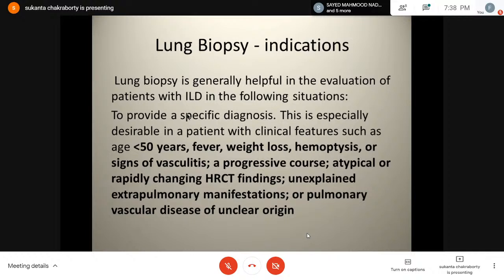Now, lung biopsy is generally helpful in the evaluation of patients with ILD in the following situations to provide a specific diagnosis. Lung biopsy is indicated when age is less than 50, there is fever, weight loss, hemoptysis or signs of vasculitis, there is a progressive course of the disease, atypical or rapidly changing HRCT findings are there, and there is unexplained extrapulmonary manifestation or pulmonary vascular disease of unclear origin. In these cases, biopsy is indicated.